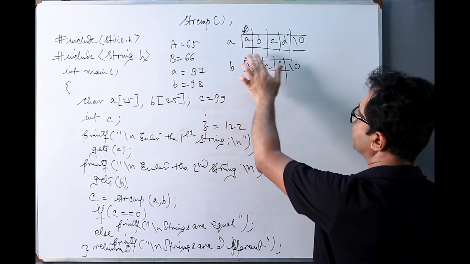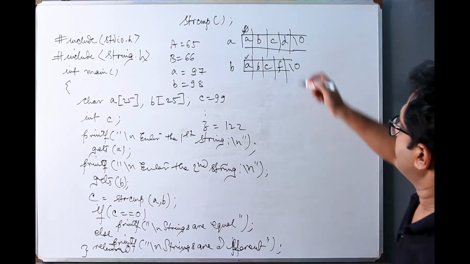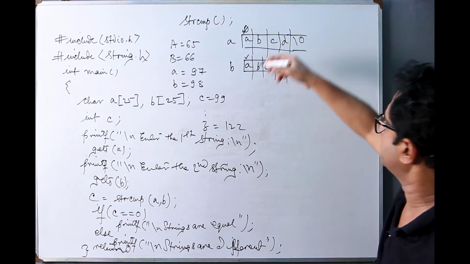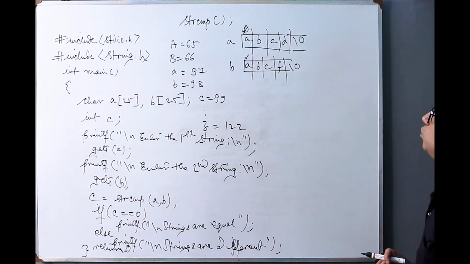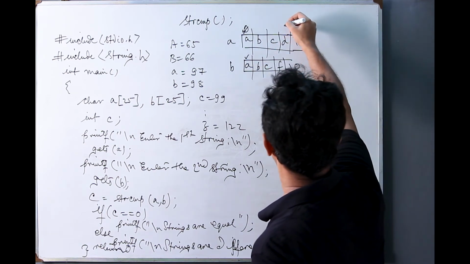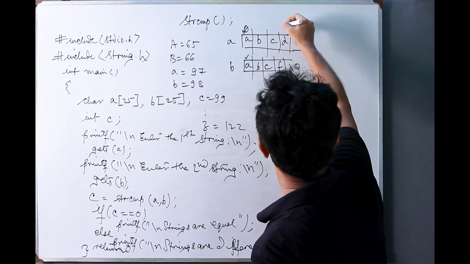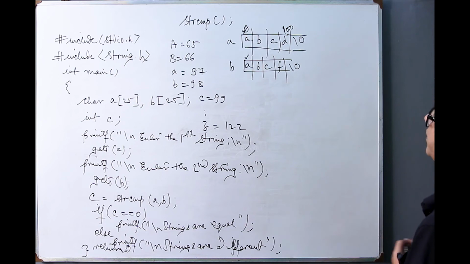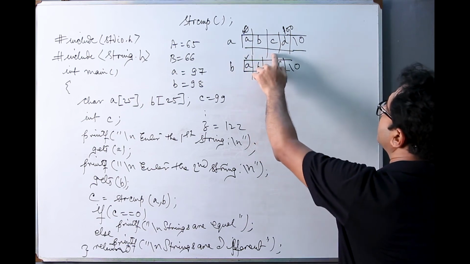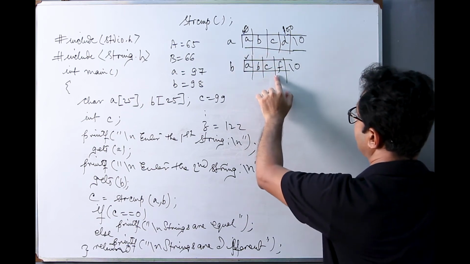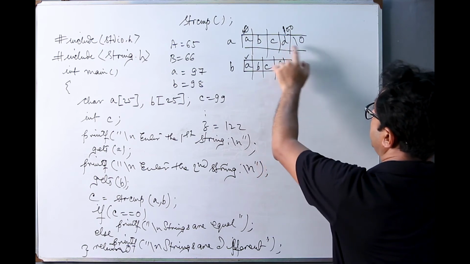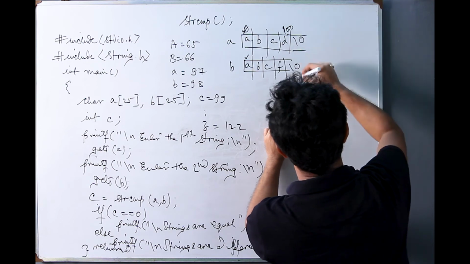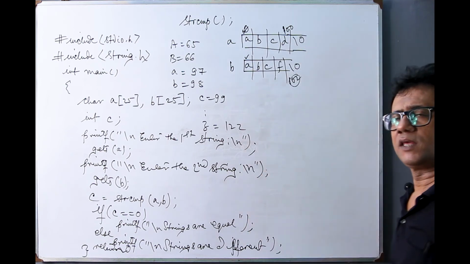It will just compare character by character. Then comes C, which is 99 and 99. In both cases, they are going to return 0. But in this case, after 99 comes 100. See, D is 100: 97, 98, 99, 100. And F is 102. So 100 minus 102 will give you minus 2.